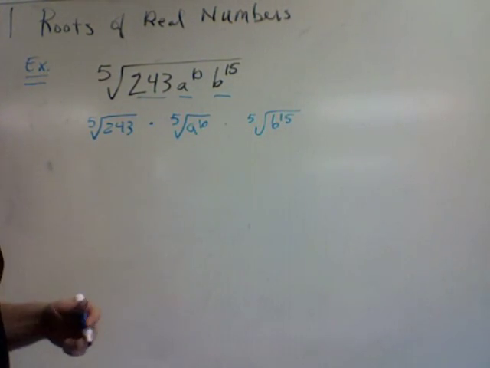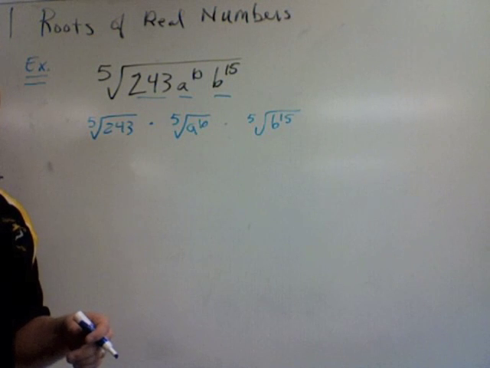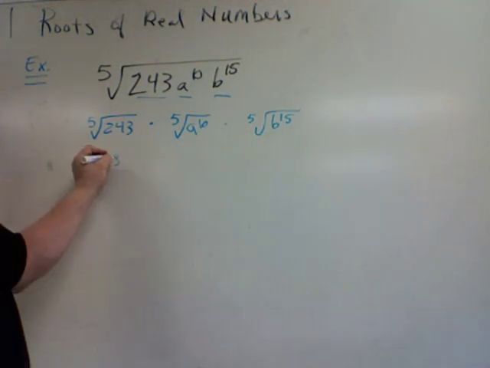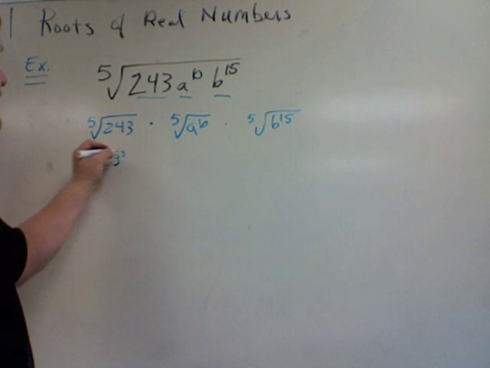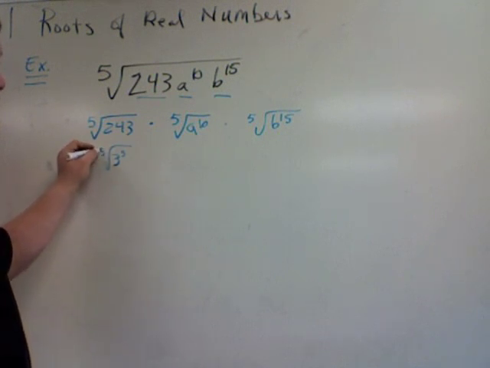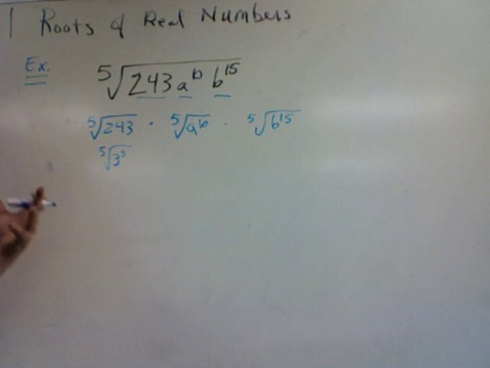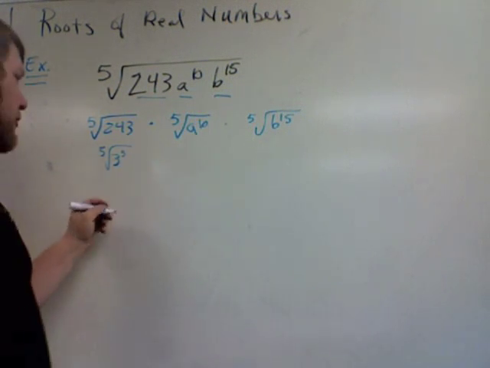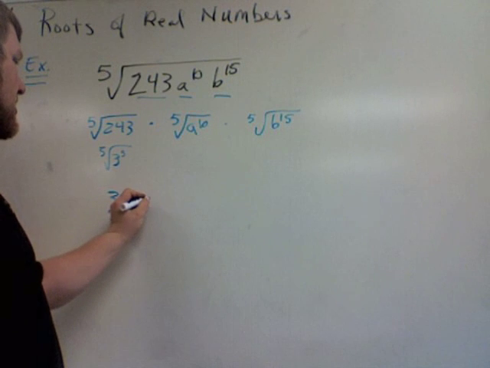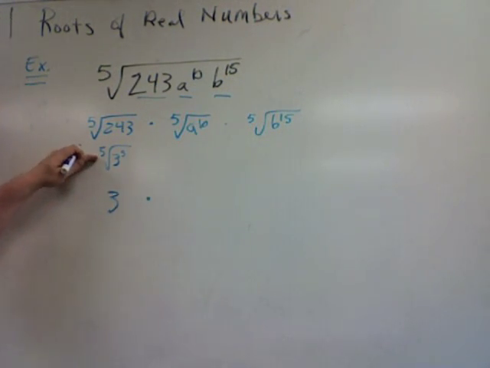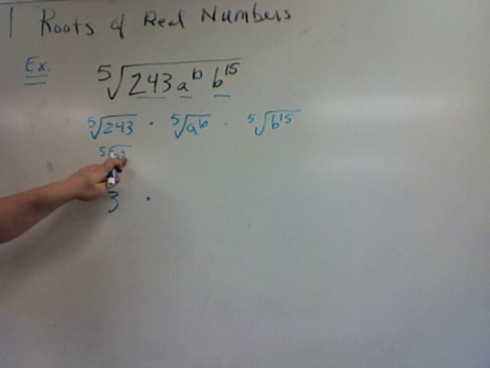So 243, I can write that as a power of 5: 3 to the 5th power. Now if I'm taking the 5th root of that, the power and the nth root undo each other. They're like inverse operations. So therefore, all I'm left with right there is just 3. The nth root and the power of 5 cancel each other out.